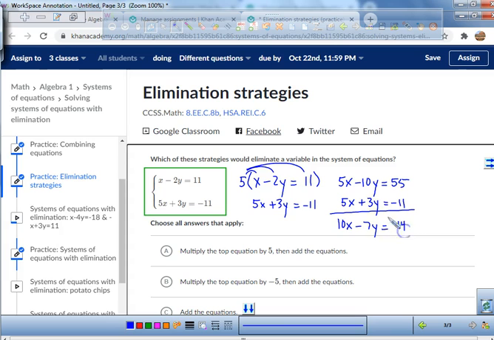Does anything eliminate if I take the top equation and multiply it by 5 and then add them? It does not, does it? Now, what would have happened if I multiplied the top equation by 5 and then subtracted them? If I subtracted the bottom equation, would that have canceled it out? Absolutely. Okay? Now, look what happens though.